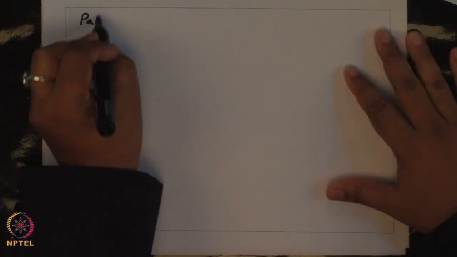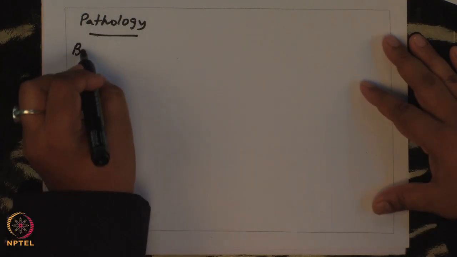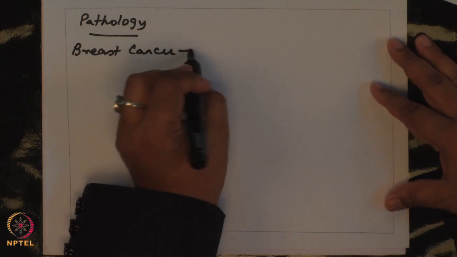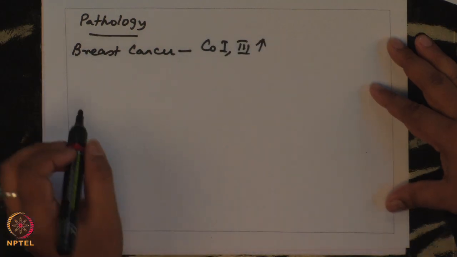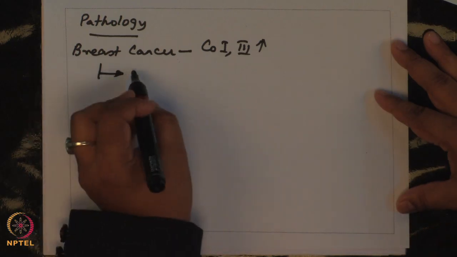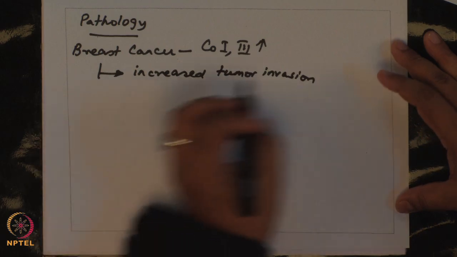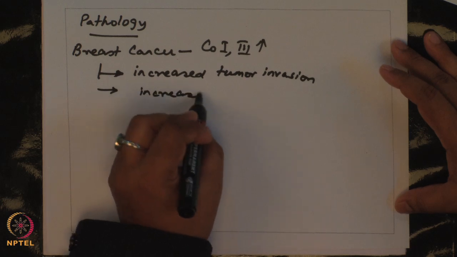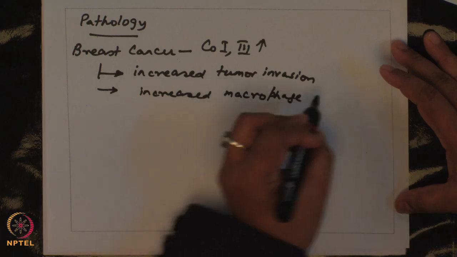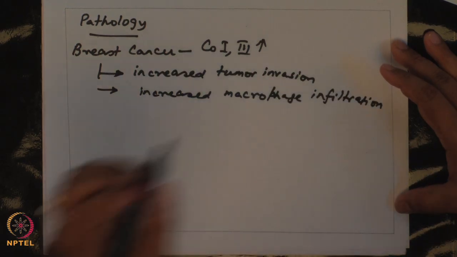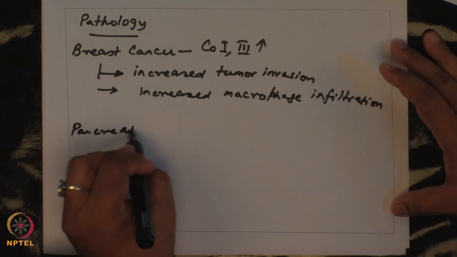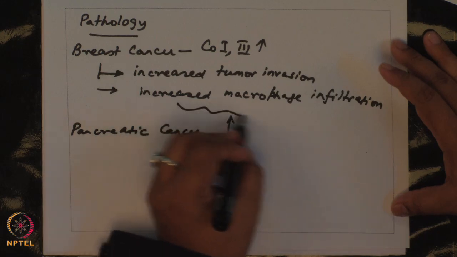So, you have this link between increase in ECM deposition and its cross linking. If you think of pathological tissues associated with fibrosis, you have breast cancer, where you have Col1 and 3 up, and this has been associated with increased tumor invasion and increased macrophage infiltration. Similarly for pancreatic cancer, the same 2 points are true.